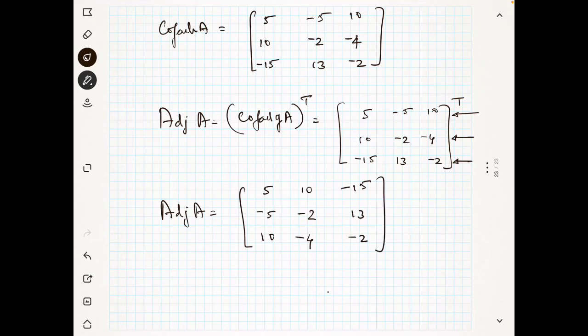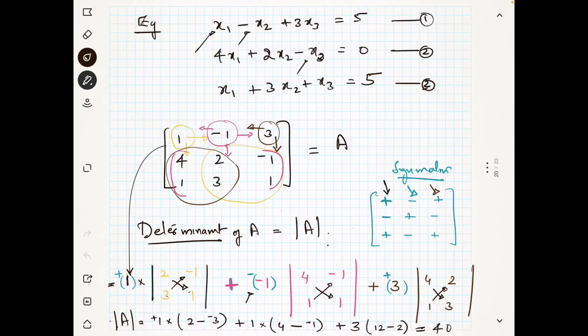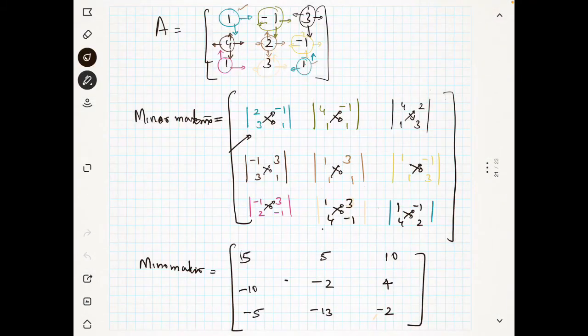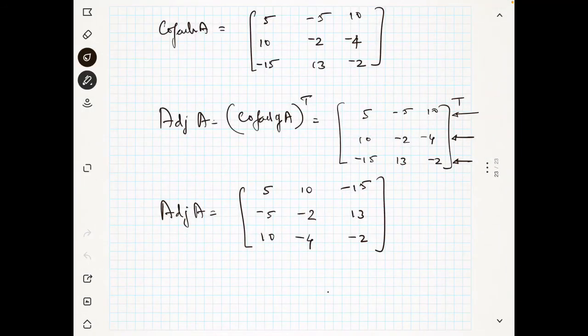And what was the determinant of A? We have already seen the determinant of A was 40, I think so, right? Yeah, this is the determinant of A. Okay, so we have seen how to find the determinant, cofactor and adjoint. Now we are going to define something which is known as the inverse of a matrix.